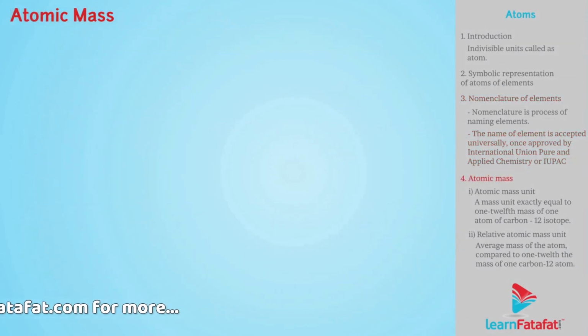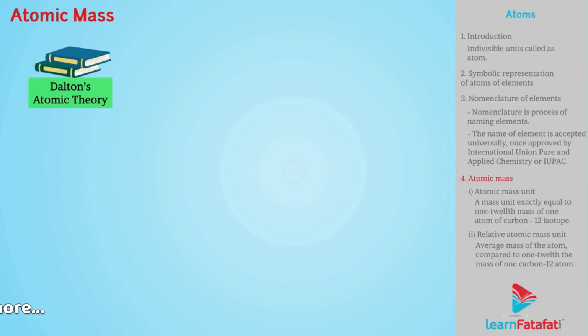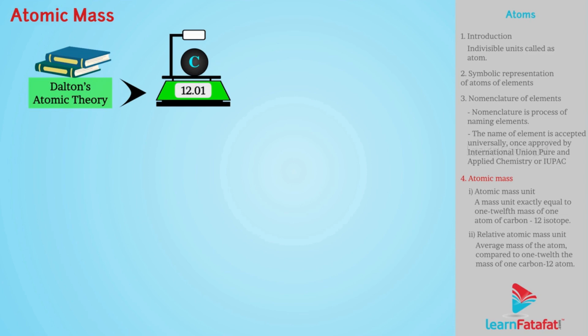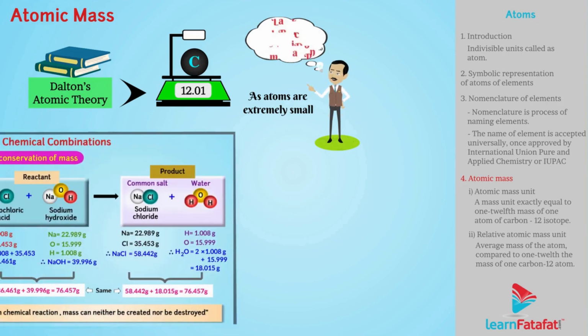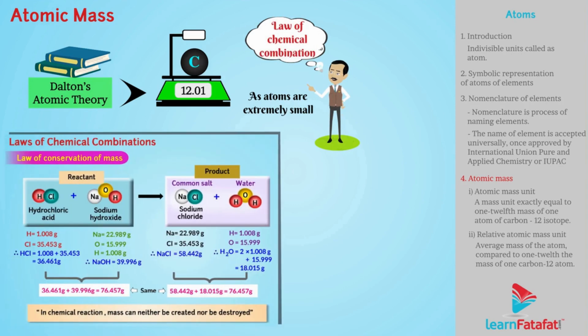Atomic mass. Dalton's atomic theory stated that every atom has a specific mass. So, scientists were curious to find the mass of atoms. As atoms are extremely small, earlier scientists found it difficult to measure the mass of atoms. So they used the law of chemical combination.